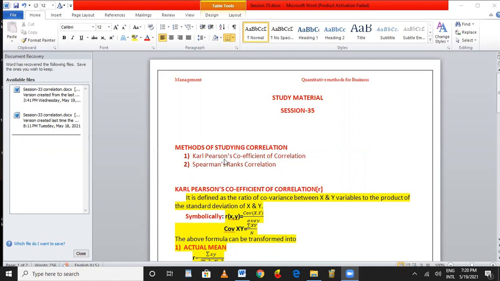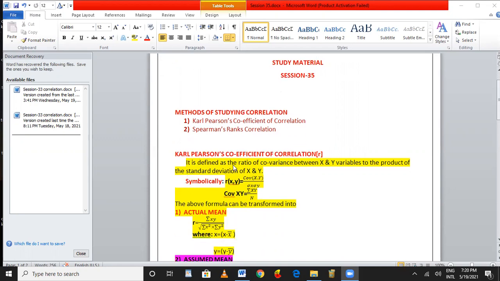Here, the first one, Karl Pearson's coefficient of correlation, shall be discussed. What does it mean? It is defined as the ratio of covariance between the x and y variables to the product of the standard deviations of x and y.